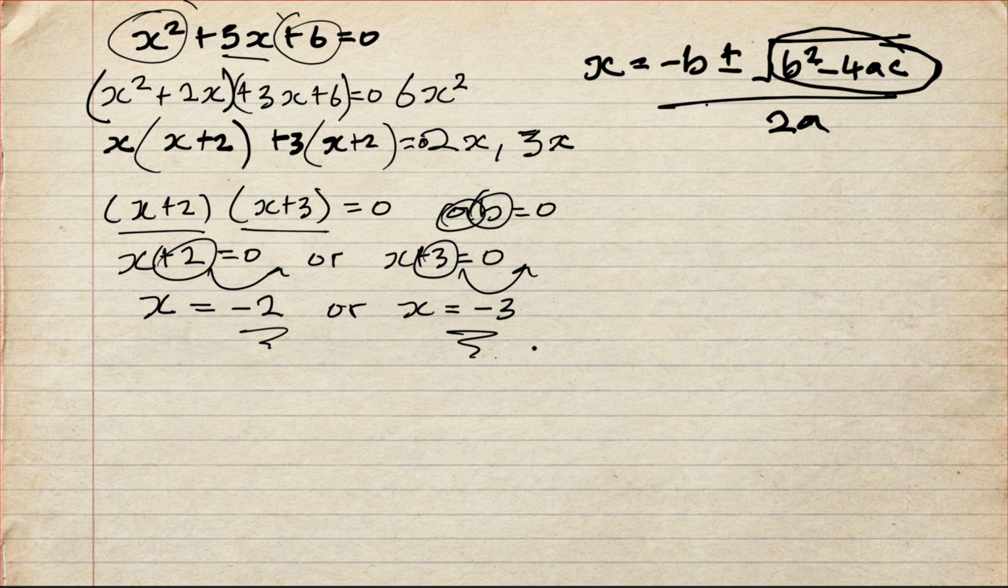So the next example, we'll be using this discriminant method again to find out if we can factorize it or not. Alright, so the next question is x squared plus 4x plus 1 equal to 0. So can this be factorized or can it not be factorized? Well, there's only one way to find out, using the discriminant.